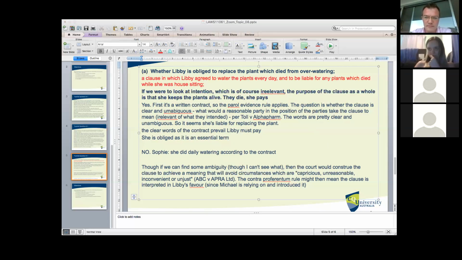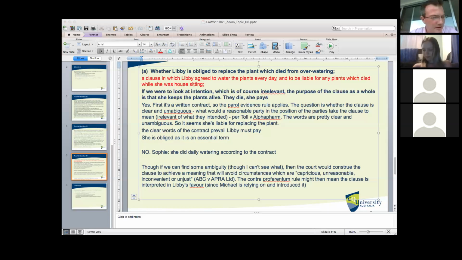Okay. So, can somebody use the mic there to give an explanation as to why Libby might or might not be obliged to replace the plant? Can somebody use the mic? Do you want an argument as to why she's not liable? Is that what you're asking for? Just to summarize the answer, whether either way, whether Libby is liable or not to replace the plant.